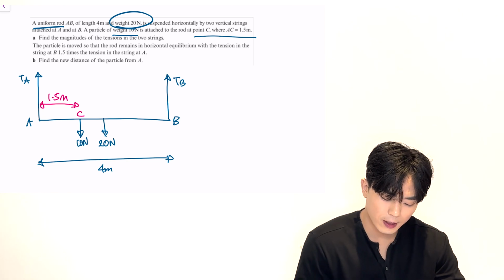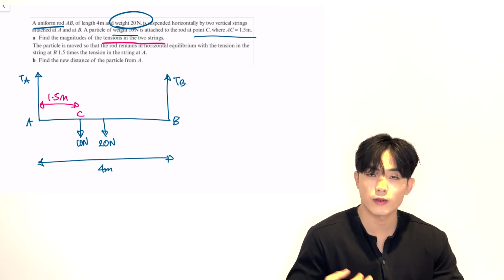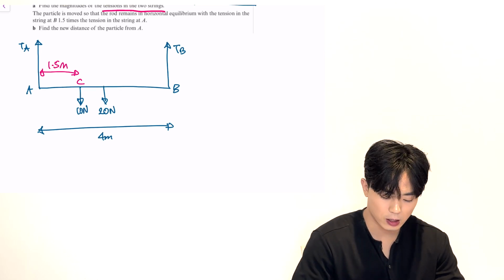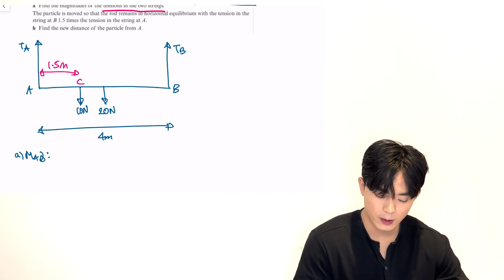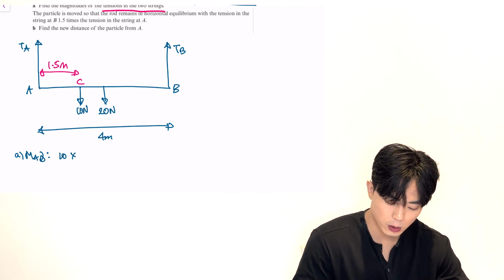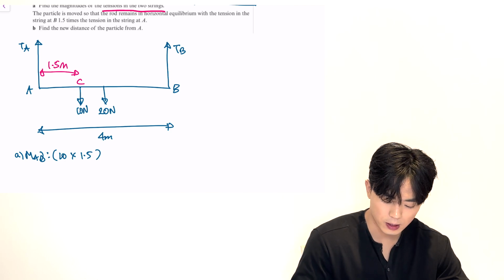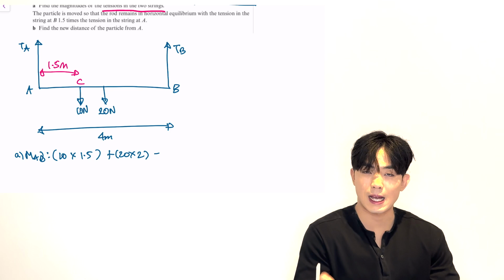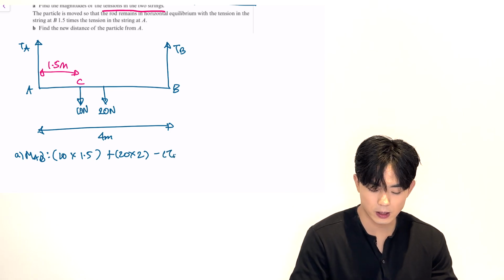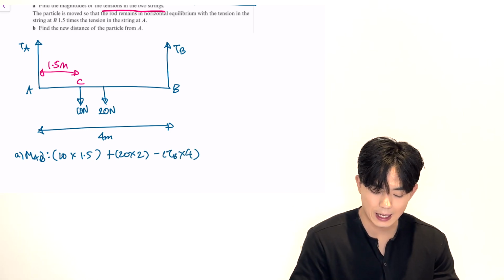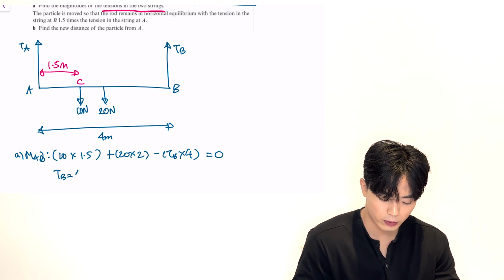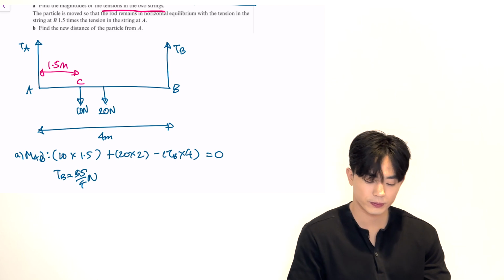Okay. Find the magnitude of the tensions in the two strings. So we're trying to find TA and TB. The way we go about doing that is taking moments. So taking moments about A, going clockwise as positive, we have the 10 newtons times the distance 1.5 to A, plus the 20 newtons times the distance 2 because it's in the middle, minus TB times the distance, which is 4 meters, because TB is acting anti-clockwise, and that's equal to 0 because it's in equilibrium. TB you get is equal to 55/4 newtons.